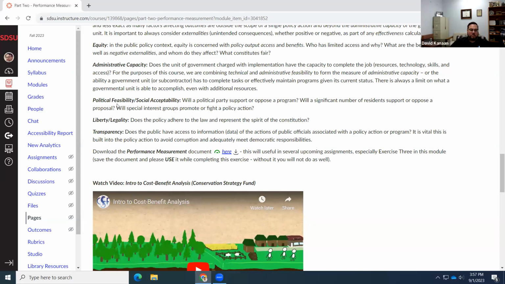I combined these two from the textbook, political feasibility and social acceptability, into one category. So will a political party support or oppose a program, or will a significant number of residents support or oppose a proposal? And there are different groups within parties that may or may not support it. Will a special interest group promote or fight a policy action? Some special interest groups are stronger than others and have more resources. Liberty, legality: does the policy adhere to the law? And then transparency: does the public have access to the information, etc.